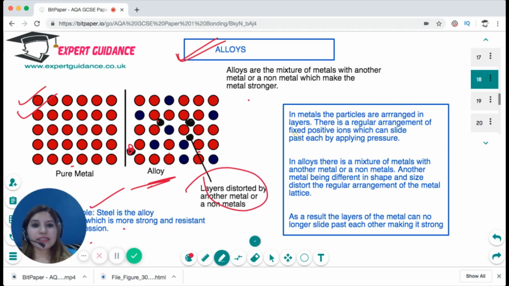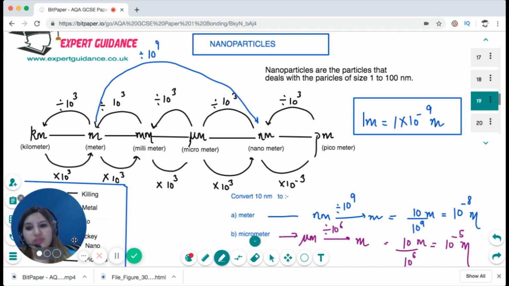So in metals, the particles are arranged in layers. There's a regular arrangement of fixed positive ions which can slide over each other by applying pressure. However, in alloys, there's a mixture of a metal with another metal or a non-metal. The other metal being different in shape and size distorts the regular arrangement of the metal ions. As a result, the layers can no longer slide past each other, making the metal strong.